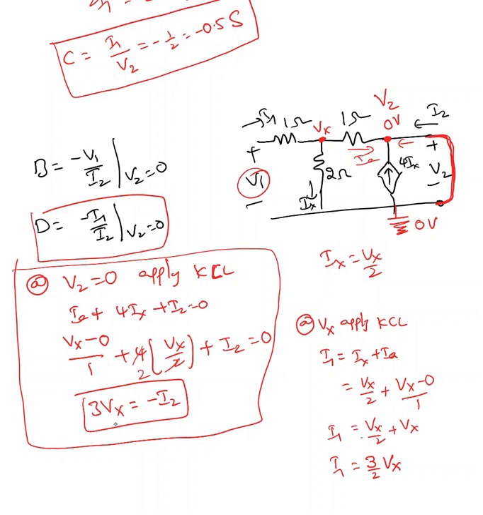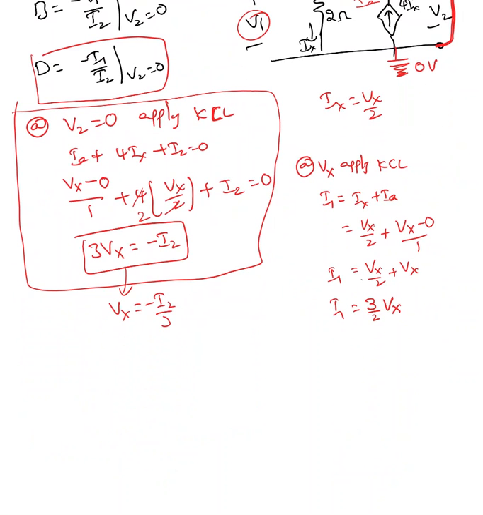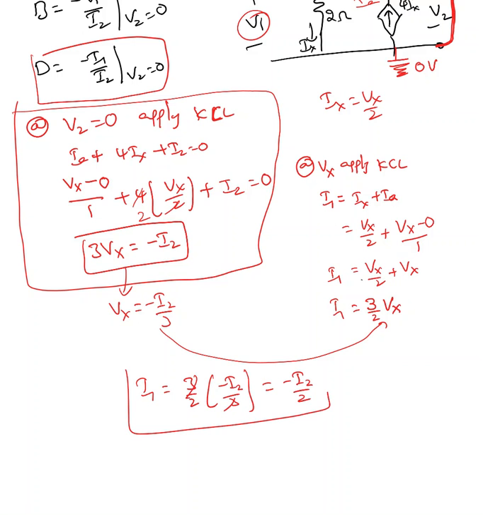Now from the earlier equation I'm going to say Vx equal to minus I2 over 3. I'm going to substitute this here. So I1 equal to 3 by 2 times minus I2 by 3. These two get cancelled out. Minus I2 by 2. I1 equal to minus I2 by 2. So D is nothing but minus I1 over I2. That will be plus 0.5. There is no unit for that.